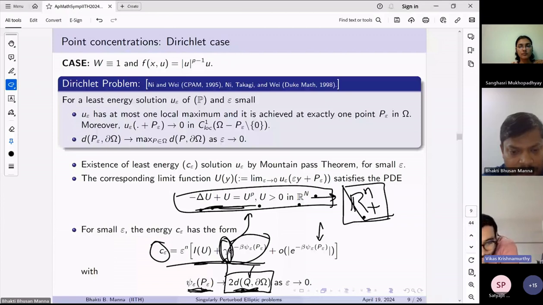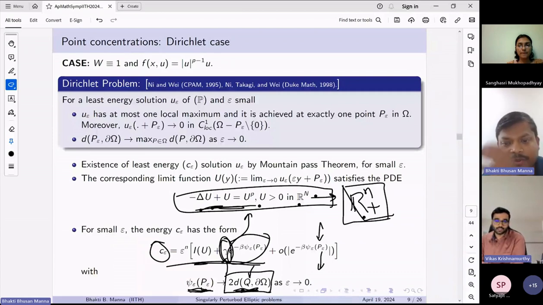And then what is Q? Q is the point Q where this P epsilon converges. Oh, I see. Okay. I mean, for each epsilon, you get a point of concentration. So that point is moving around, right? So maybe it will not converge, because I am taking a bounded domain. At least up to a subsequence, it will converge.